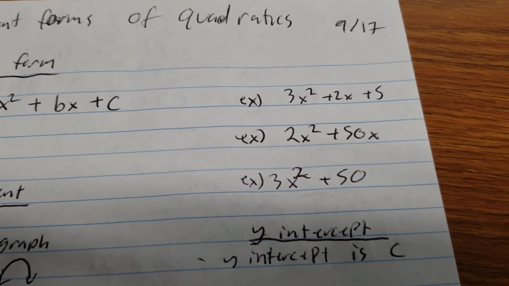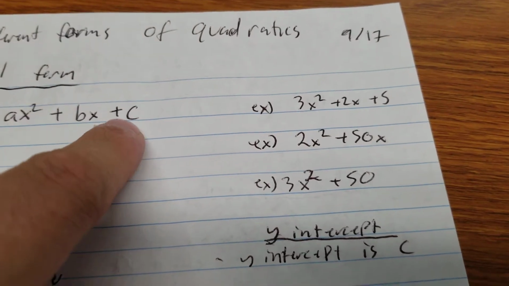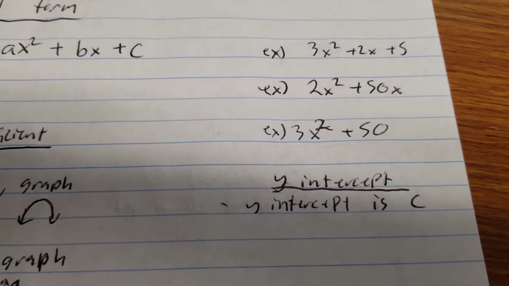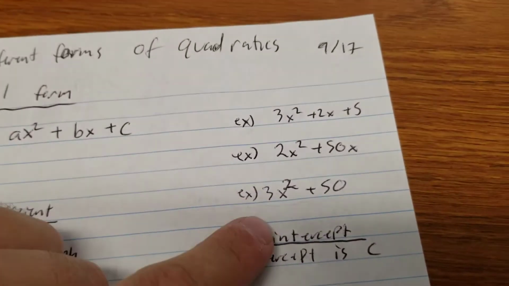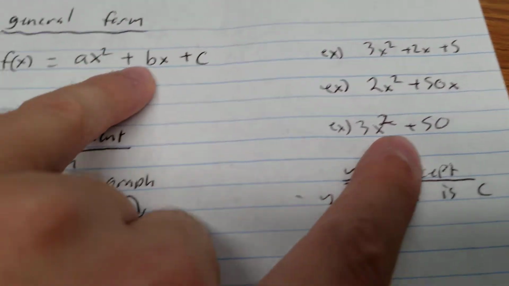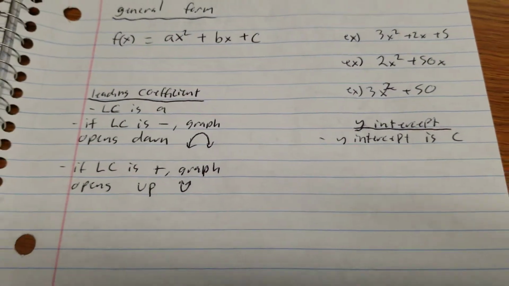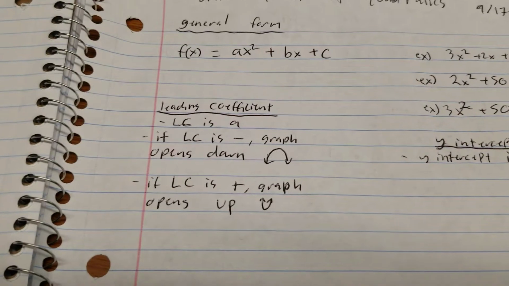2x squared plus 50x. That's missing the c. You can't see it there, but it's missing the c. And then this bottom one here is missing b. You can see it doesn't have one with x in it, so it's actually missing the bx, and it has c as 50.